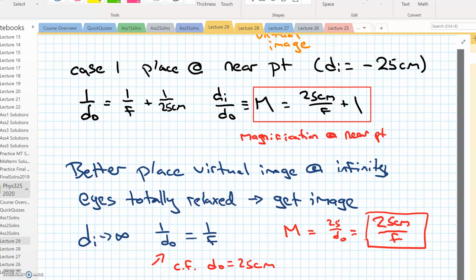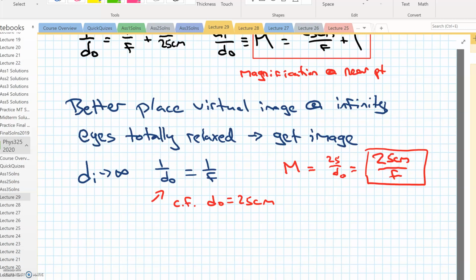And there's more fancy eyepieces than a single lens. We'll talk about those next lecture. But that's basically how an eyepiece works. Looking at the formula for magnification by a single lens, we see that there's some limitations. To get a truly large magnification, we need a really small focal length, which means a very tight radius of curvature, and that's difficult to manufacture.